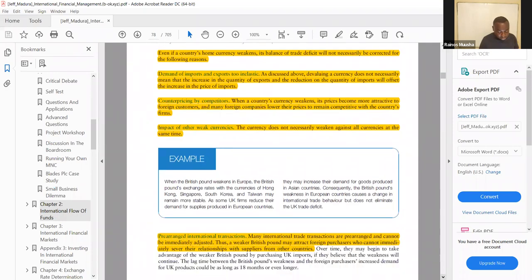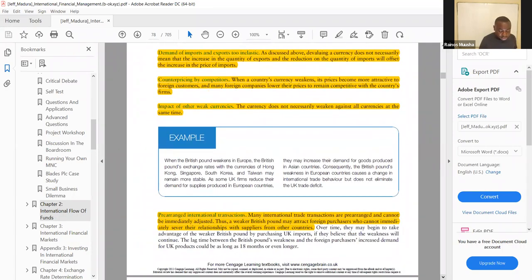Then another issue would be pre-arranged international transactions. And here they say many international trade transactions are pre-arranged and cannot be immediately adjusted. Thus, a weaker British pound may attract foreign purchasers who cannot immediately sever their relationships with suppliers from other countries, which means they are still going to be bound by those relationships.